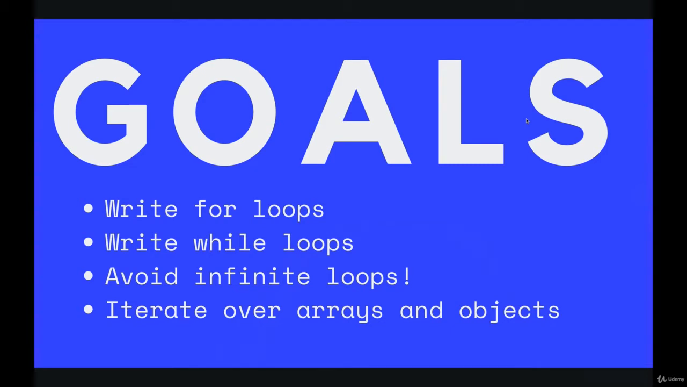And then we'll shift our focus to data structures with loops. So how do we loop over an array or an object? How do we do something once per every item in an array or every value in an object? Those are really, really common use cases as well.